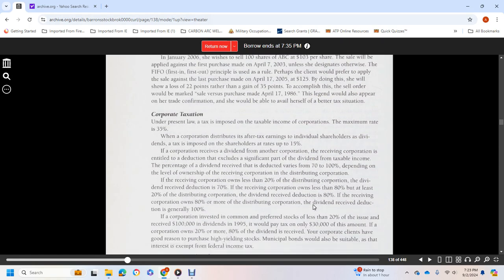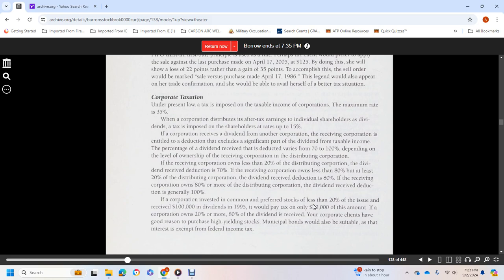Often clients accumulate securities over a period of years. Perhaps the client owns IBM, purchased over a period of time as follows: 100 shares at 68 in 2003, 100 shares at 60 in 2004, and 100 shares at 125 in 2005. In January 2006, she wishes to sell 100 shares of ABC at $103 per share. The sale is applied against the first purchase, made on April 7, 2003, unless she designates otherwise. First in, first out is used as a rule. Perhaps the client would prefer to apply the sale against the last purchase, April 17, 2005, at 125. By doing this, she will realize a loss of 22 points rather than a gain of 35 points. To accomplish this, the seller's order would be marked sale versus purchase made April 17, 2005. A legend would also appear on the trade confirmation. She would be able to avail herself of a better tax situation.